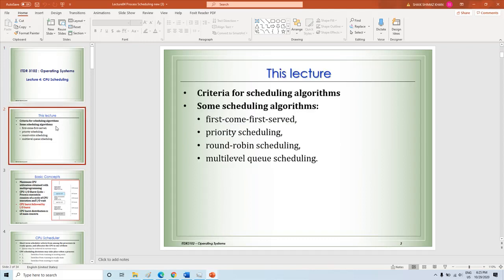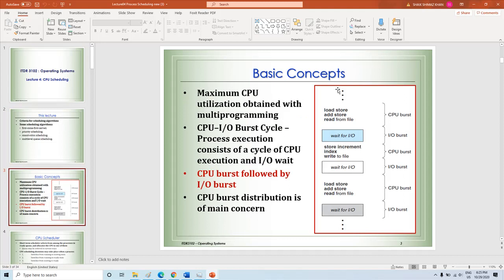In this lecture, we are going to discuss scheduling algorithms like first come first serve, FCFS, priority scheduling, round robin, and multi-level queue scheduling algorithm. Before we go into the lecture, let us discuss the basic concepts which are involved in this.